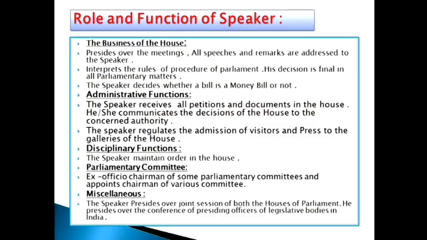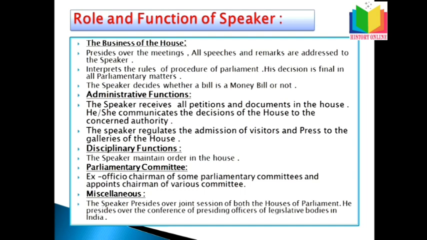Okay, I'm coming to the role and functions of the speaker. The speaker is the presiding officer of Lok Sabha. He conducts the business of the house. He occupies a position of great authority and responsibility. He has wide powers to maintain discipline in the house. And now the election. The speaker of the Lok Sabha is elected from among its own members soon after the newly elected house meets for the first time. That means the speaker is mainly elected by the members of Lok Sabha only.